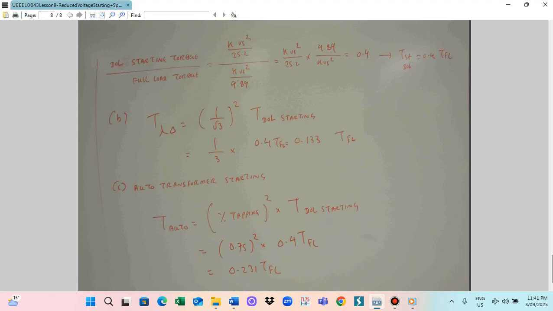Okay, so now we make the comparison. Full load torque equation is K Vs squared divided by 9.89. Starting torque equation is K Vs squared divided by 25.2. So we make the comparison: these are the starting torque, direct online starting torque, DOL starting torque, divided by full load torque.